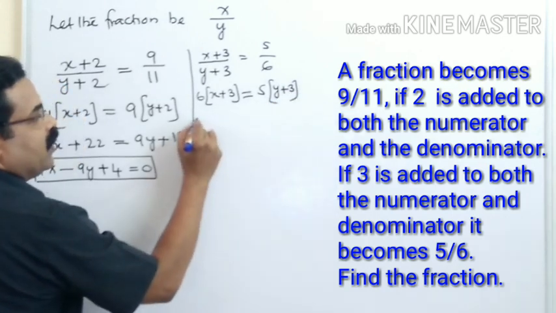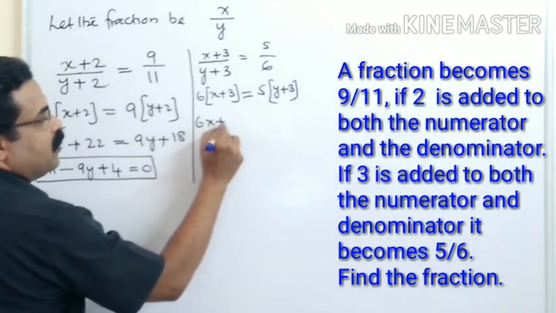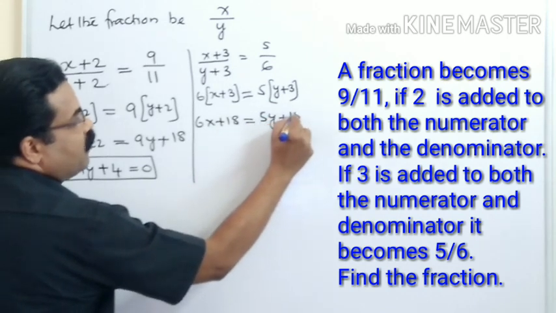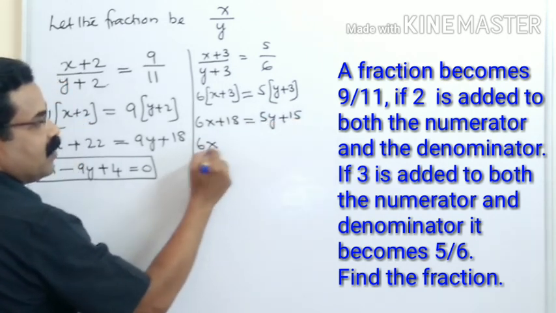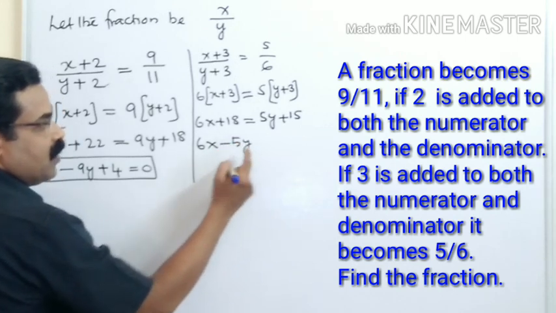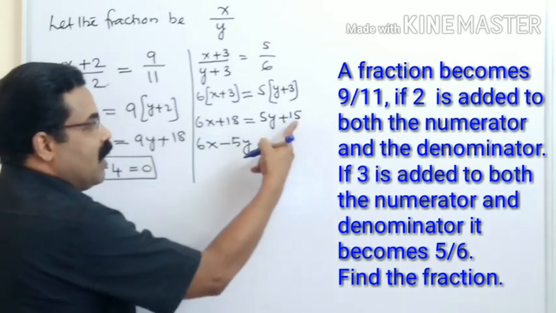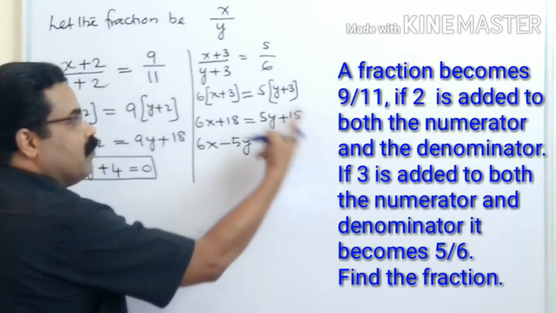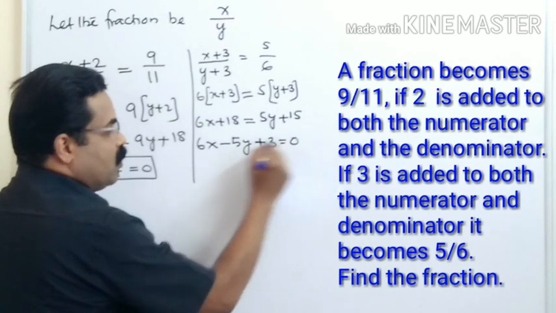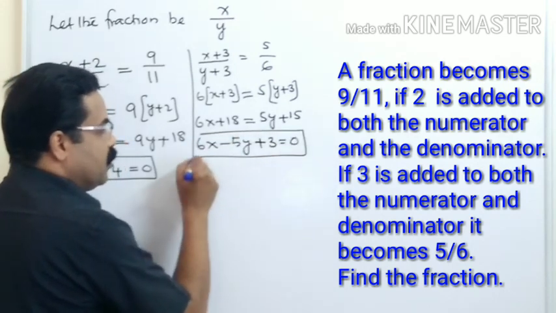So when I solve it, I will get 6x plus 18 is equal to 5y plus 15. 6x, let it be here. I am taking this 5y to this side, it will become minus 5y. And 18 is already here. I am taking this plus 15 to this side, minus 15. 18 minus 15 will become balance 3 equal to 0. I got my second equation.